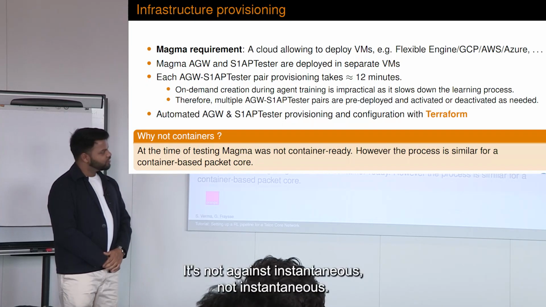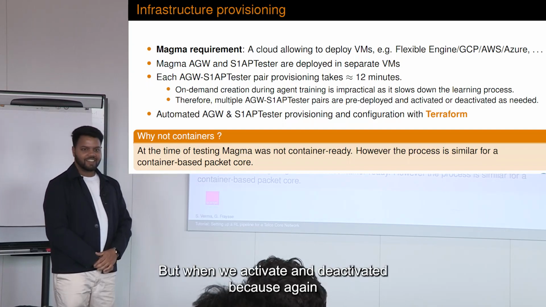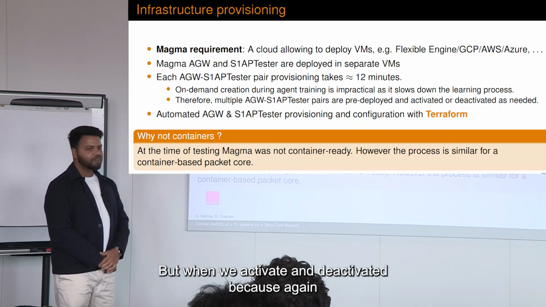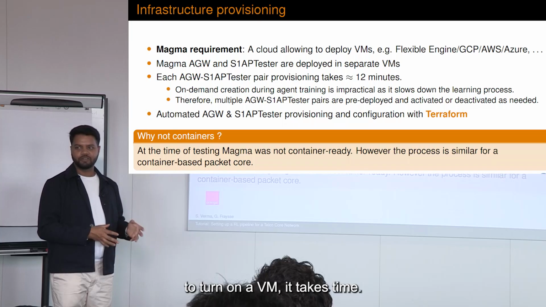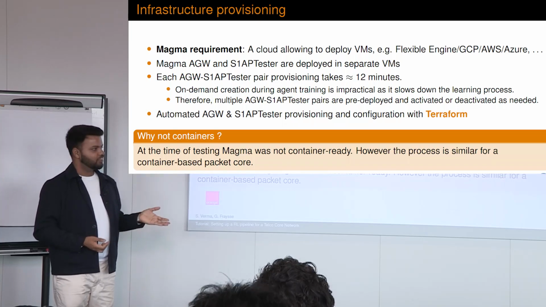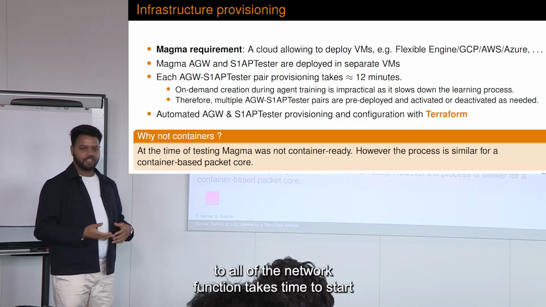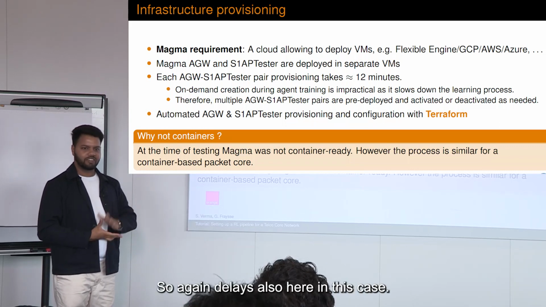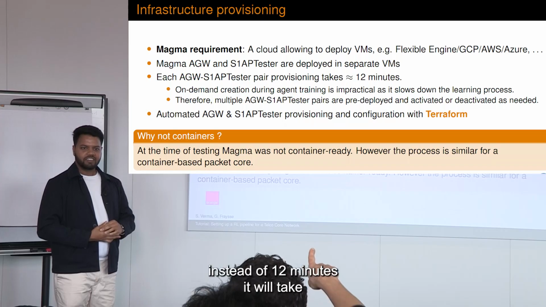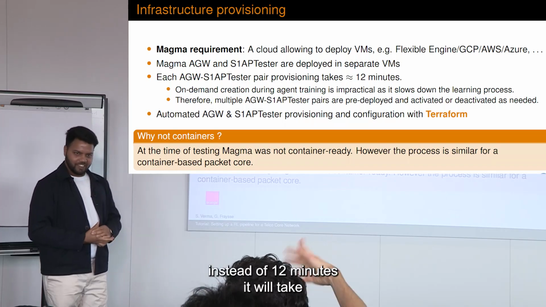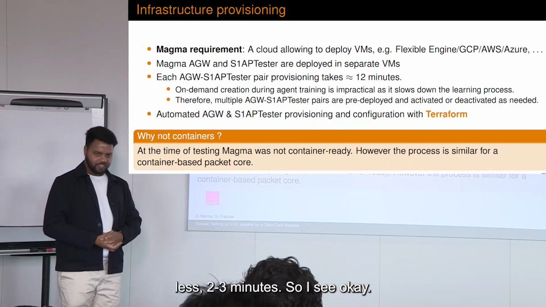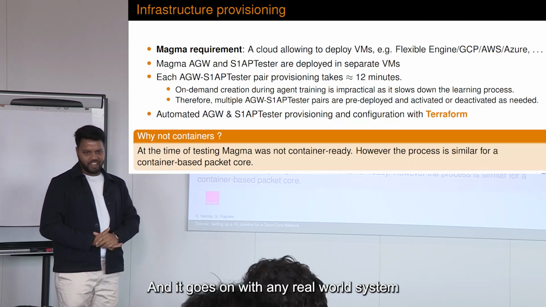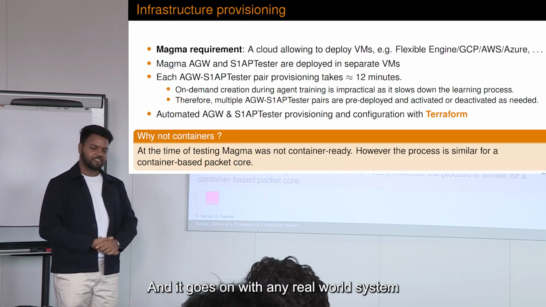It's not instantaneous. When we activate and deactivate it, because again, a VM takes time to turn on, and all of the network functions take time to start and be ready to serve the traffic. So again, delay is also here in this case. But that's natural. Instead of 12 minutes, it will take less, 2 minutes or 3 minutes. I see. Okay. It goes on with any real world system, I guess.